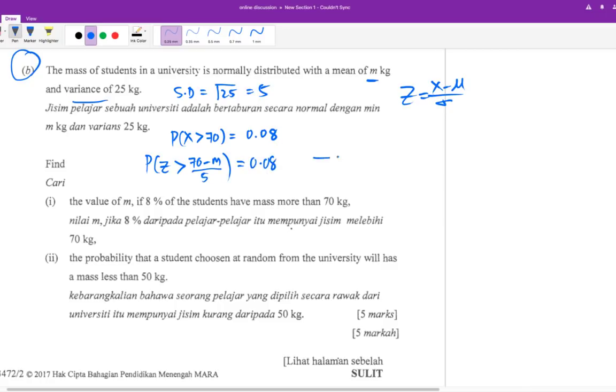And then normally I will sketch out this diagram over here, and since it's bigger because the question says more than, I know it's over here. 0.08 is very small, so it's roughly here. The probability here is 0.08. So I know my 70 minus m over 5 belongs to this line. Alright, it belongs to this line over here. So yeah, that means you can straight away find from your z value table where is the 0.08.